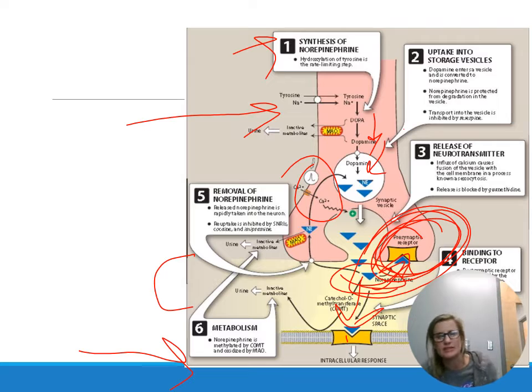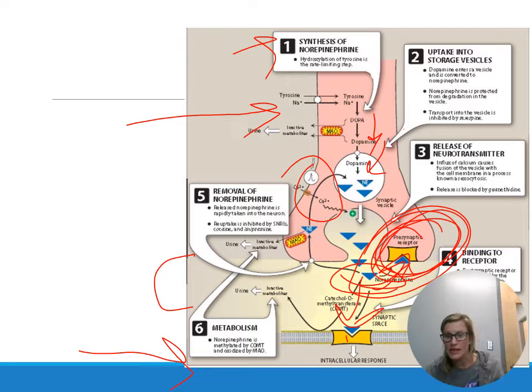TCAs, TCA is tricyclic antidepressant. So drugs like imipramine, or SNRIs, serotonin norepinephrine reuptake inhibitors like duloxetine, as well as cocaine, all block the reuptake of norepinephrine.